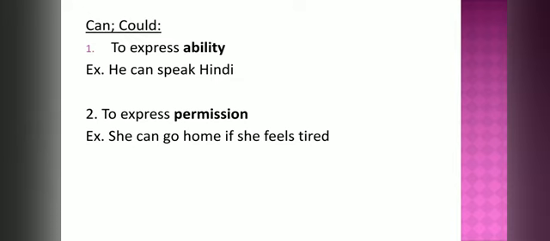So can, could. Can, could are used to express ability and permission. For example, he can speak Hindi. Here in this sentence, can expresses ability. Next one, she can go home if she feels tired. Here, can expresses permission.